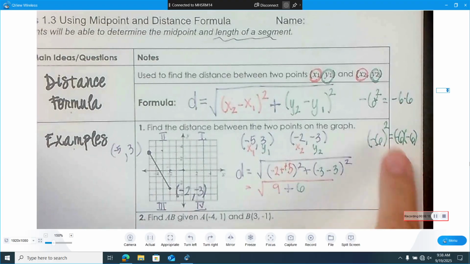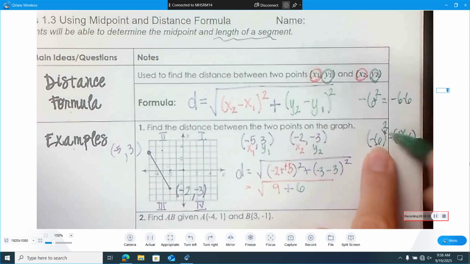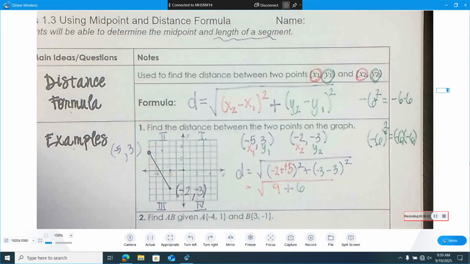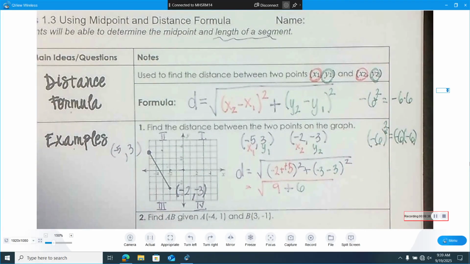This is the distinction between parentheses. This is saying the 2 is affecting everything inside those parentheses. So we repeat everything inside those parentheses 2 times. Do you see the difference? Okay, this is the number 1 algebra mistake. And if I teach you anything this year, I hope it's the difference between negative 6 squared and negative 6 quantity squared. Okay? Interesting discussion?